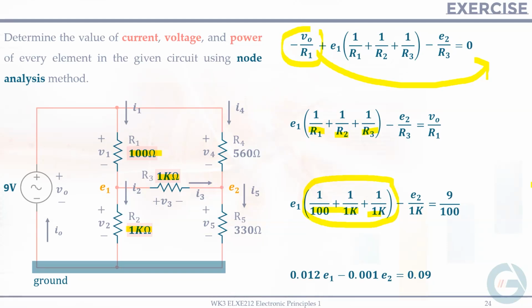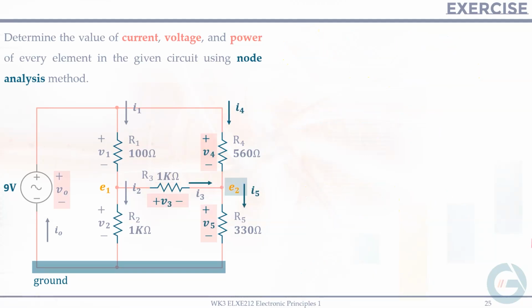And this is our equation 1. The next equation we will derive using the node at E2. Okay, so another KCL. The currents going in are I4 and I3, so they are both negative. I5 is positive, right? So that is the KCL at E2.